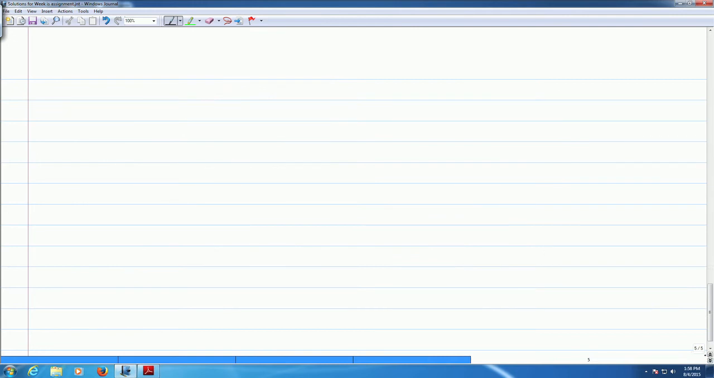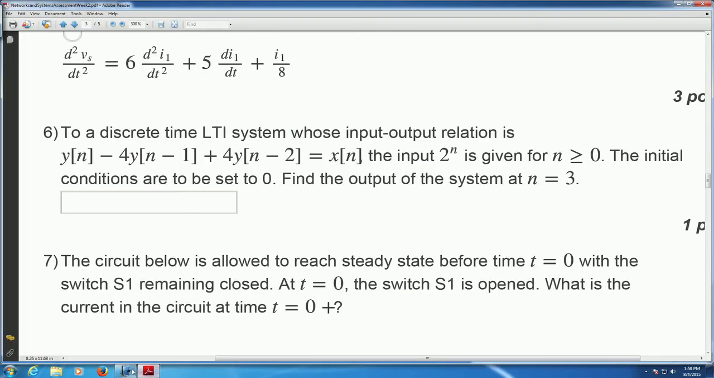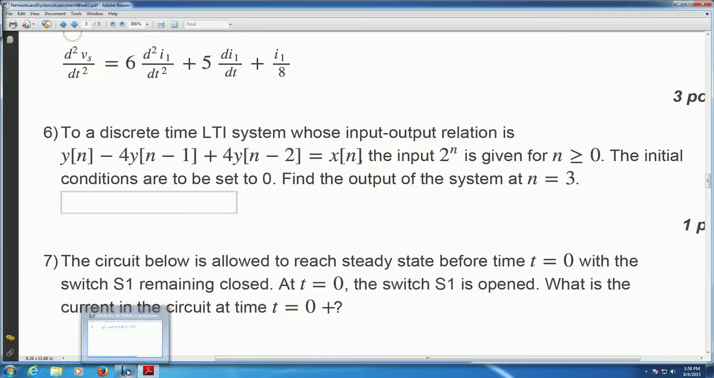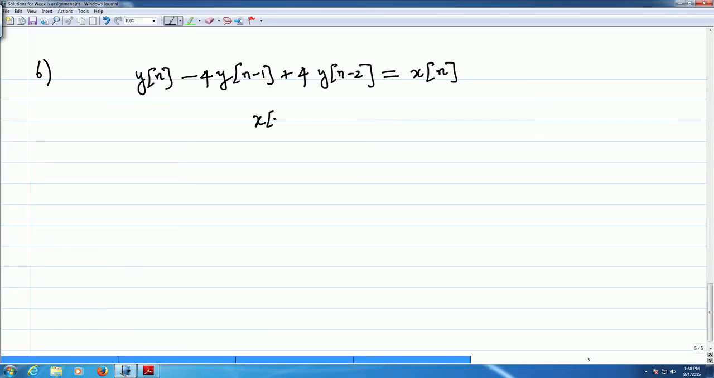Okay. So, the question says y of n minus 4 y of n minus 1 plus 4 y of n minus 2 is equal to x of n. This is your discrete time difference equation relating input and output, and the input x of n is given to be 0 for n less than 0, and 2 power n for n greater than or equal to 0.